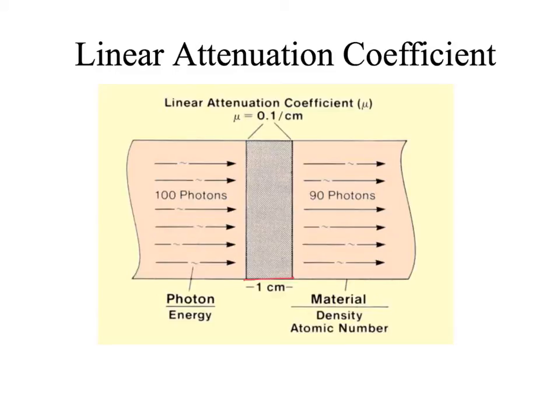So in this case, we have a linear attenuation coefficient of 0.1 per cm, right? So that means if we had 100 photons passing through that material, 90 would come out the other side. Basically 10% has been lost. Does that make sense?